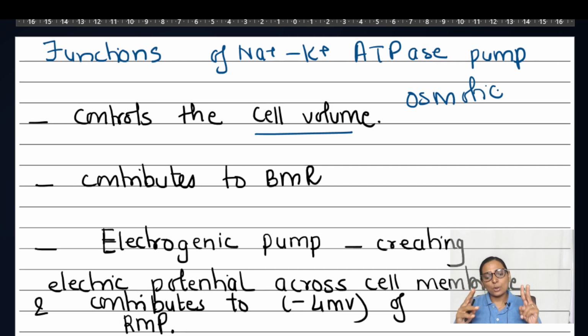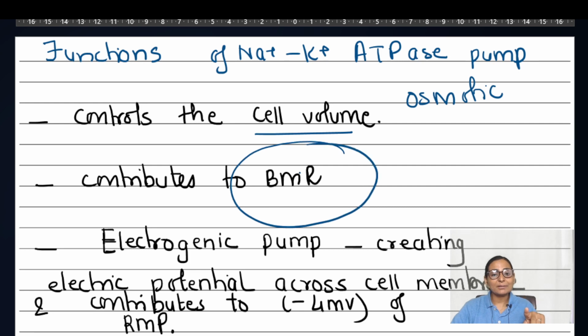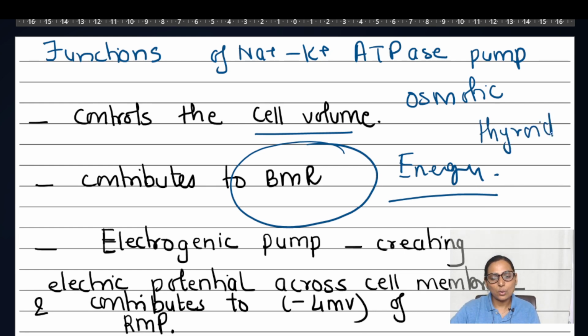Second is that this is contributing to your basal metabolic rate, that is BMR, because it is an energy consuming pump, isn't it? You are using energy in the form of ATP. So it is contributing to energy, and this is how the very important hormone, that is the thyroid hormone, and thyroid hormone is a calorigenic hormone, है ना? So it increases the activity of mitochondria and also increases the activity of the sodium potassium pump and increases your BMR. Finally, it is an electrogenic pump, because 3 sodium outside, 2 potassium inside.